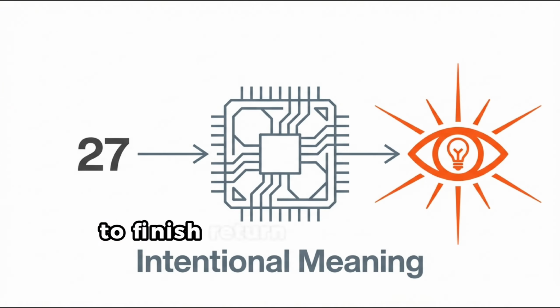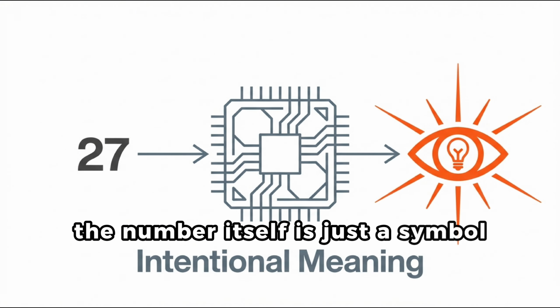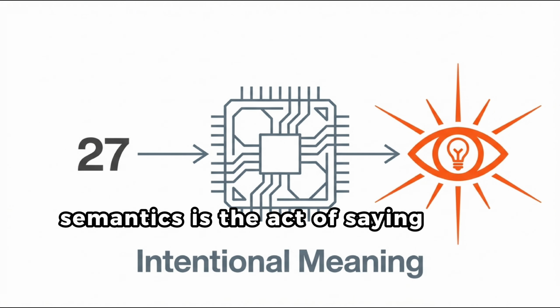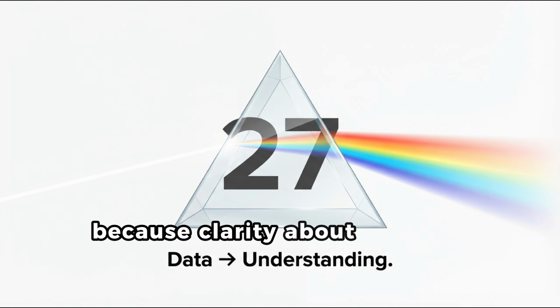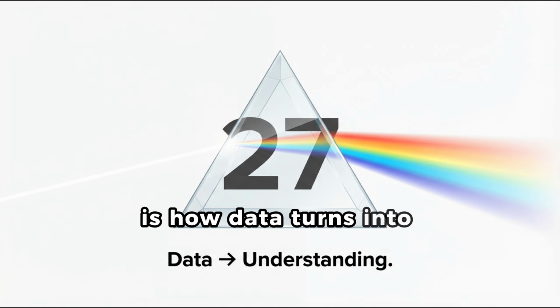To finish, return to that number 27. The number itself is just a symbol. Semantics is the act of saying what it stands for. Make that act intentional. Make it explicit when you can, and curious when you can't. Because clarity about meaning is how data turns into understanding.